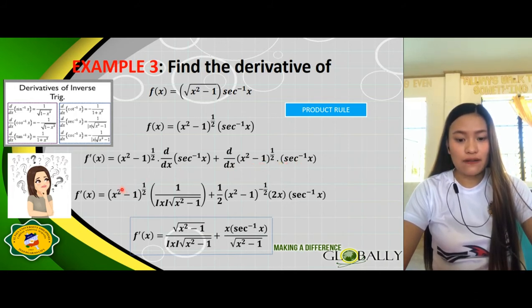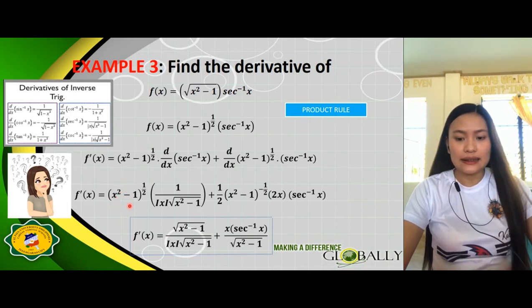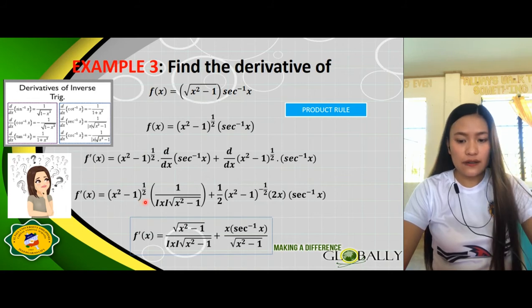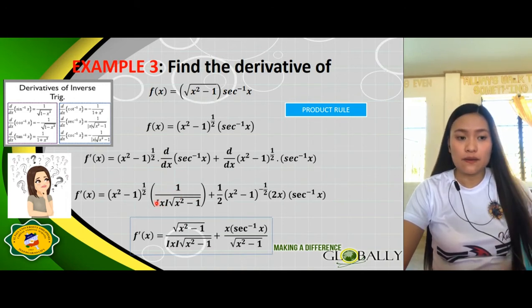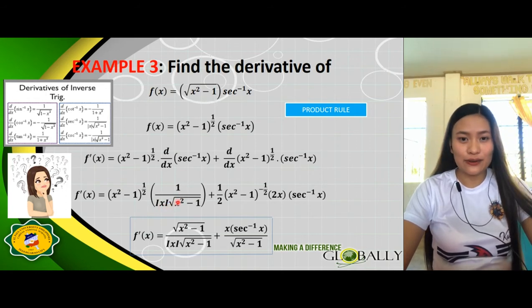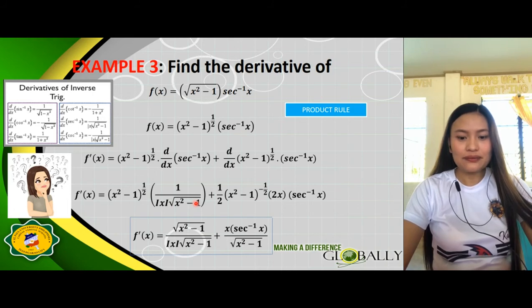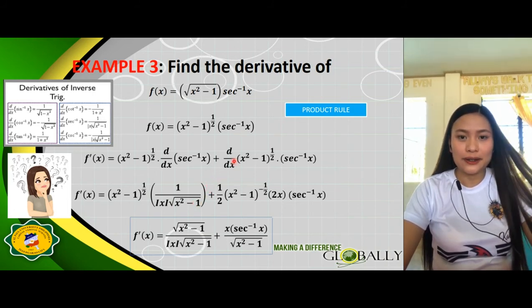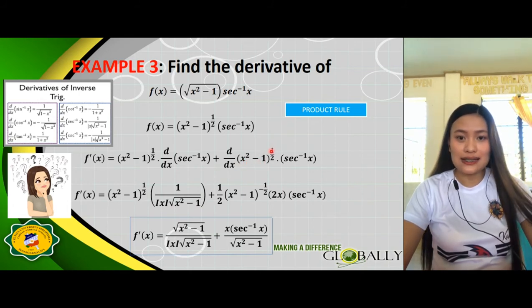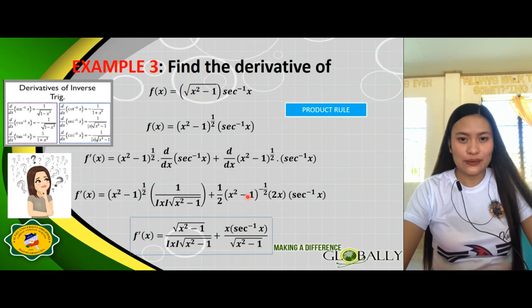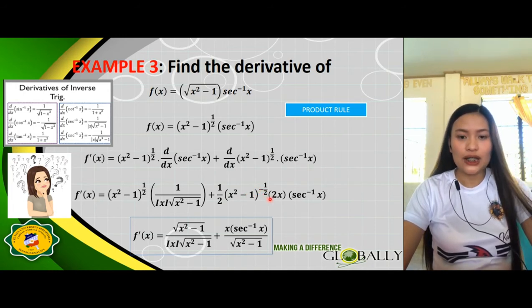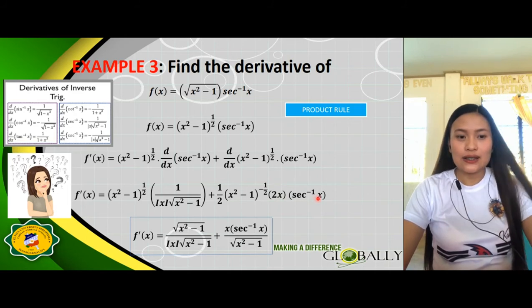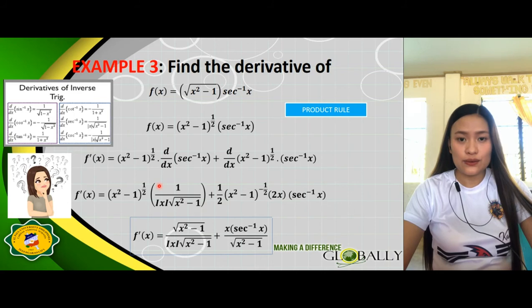Then let us simplify your derivative. Copy the first term times the derivative of secant inverse x. Using the formula, it will give you 1 over the absolute value of x times the square root of x squared minus 1, plus the derivative of x squared minus 1 raised to 1/2, which uses the chain rule again, and that is 1/2 times x squared minus 1 raised to negative 1/2 times the derivative of the inside, which is 2x, multiplied by secant inverse x.